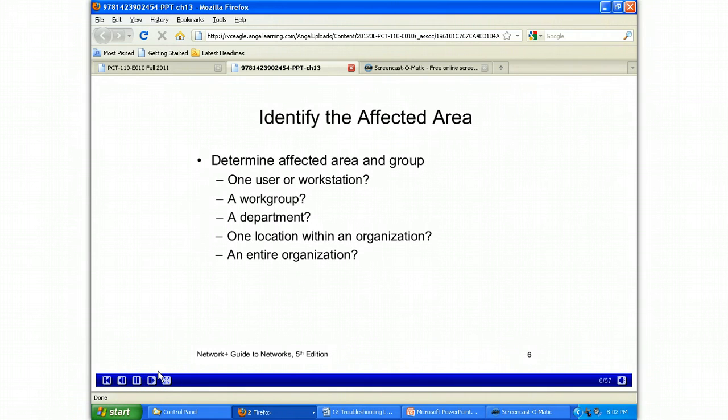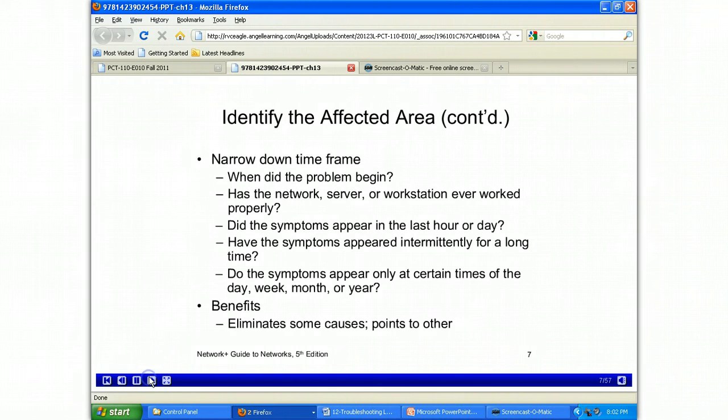Then it says identify the affected area. One user or one workstation. Like I mentioned, that computer that has an internet problem, found out it was just that one user. Everybody around them is working fine. Is it a work group that's affected? Is it a department that's affected? Is it one location within an organization? It could be a bad switch on a network that's going bad, okay? An entire organization could be that as well. Okay, so you determine what areas are affected before you go any further.